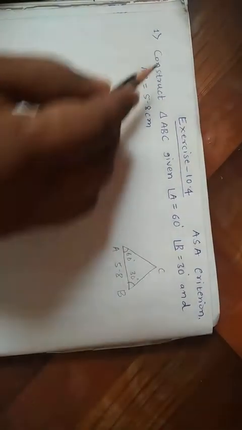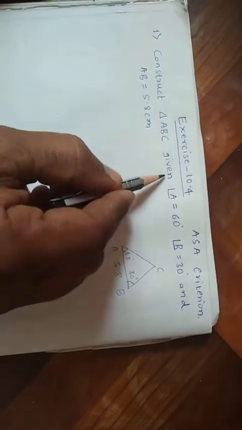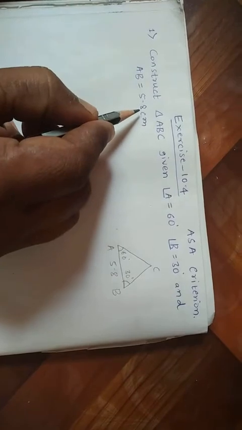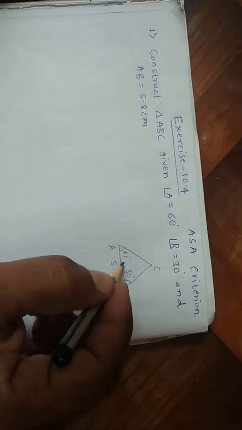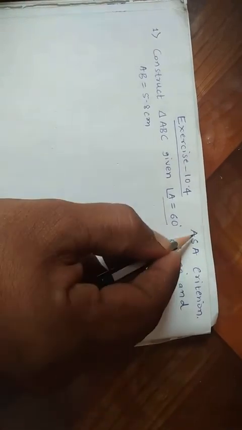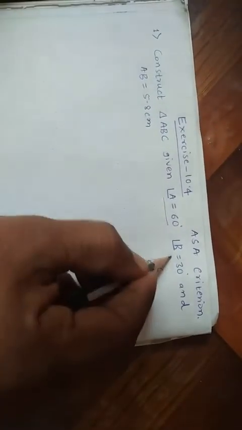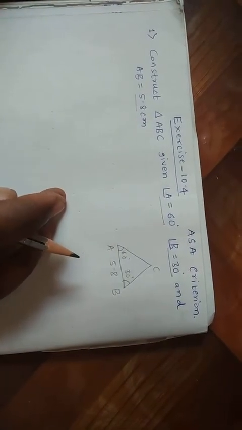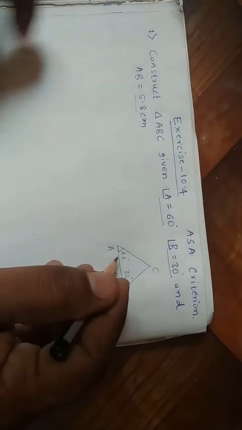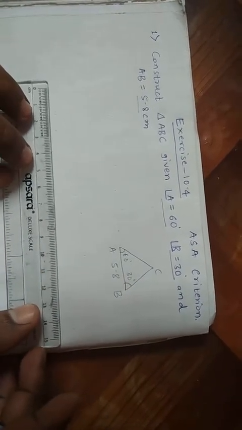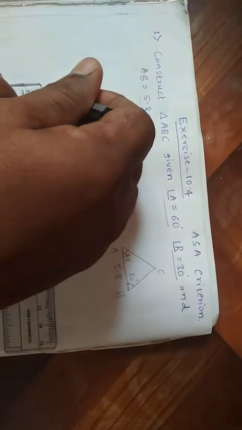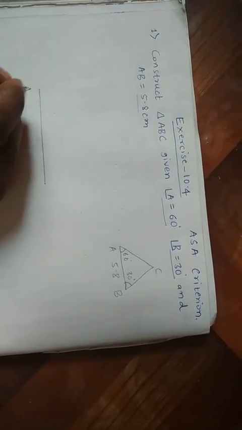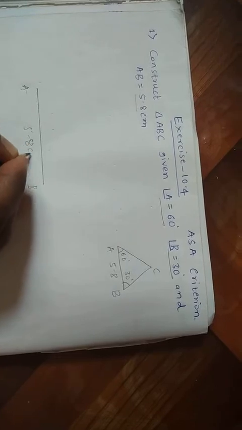So all of you see the first one: construct triangle ABC, given angle A is equal to 60 degree, angle B is equal to 30 degree, and AB is equal to 5.8 centimeter. Here they given us the measurement of two angles and one side. So using all these measurements we have to construct the triangle, students. First we have to draw a baseline. How much is it? 5.8. Name this as AB, and it is 5.8 centimeter.